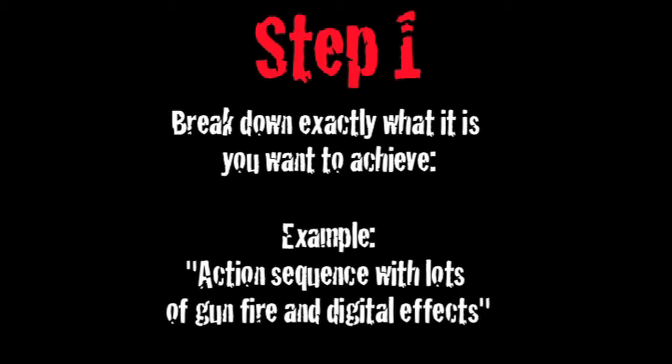So it always comes down to steps. So step one here is to break down exactly what it is you want to achieve for that scene and then go through the different stages of filmmaking to achieve that. So the example here is an action sequence with lots of gunfire and digital effects within it.